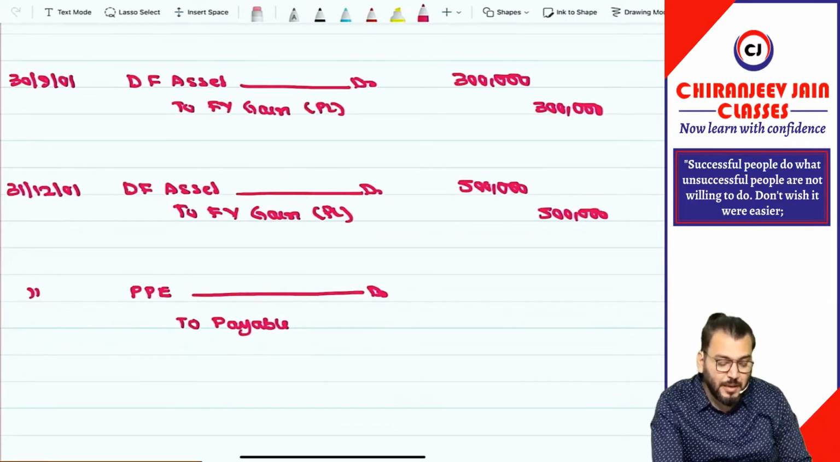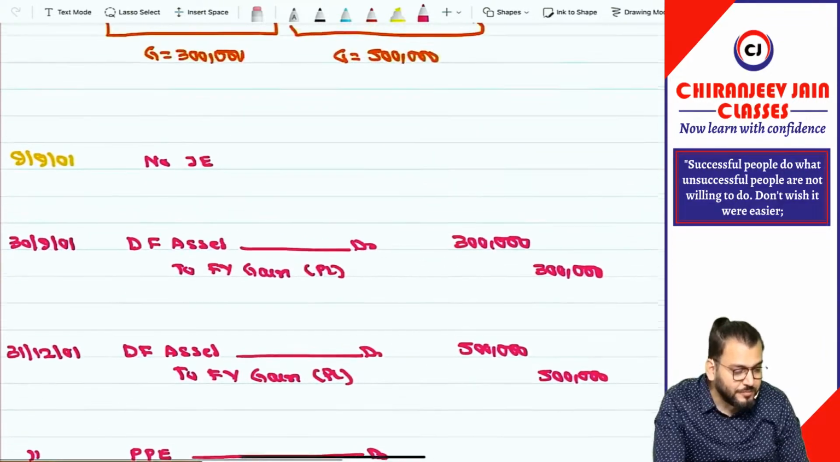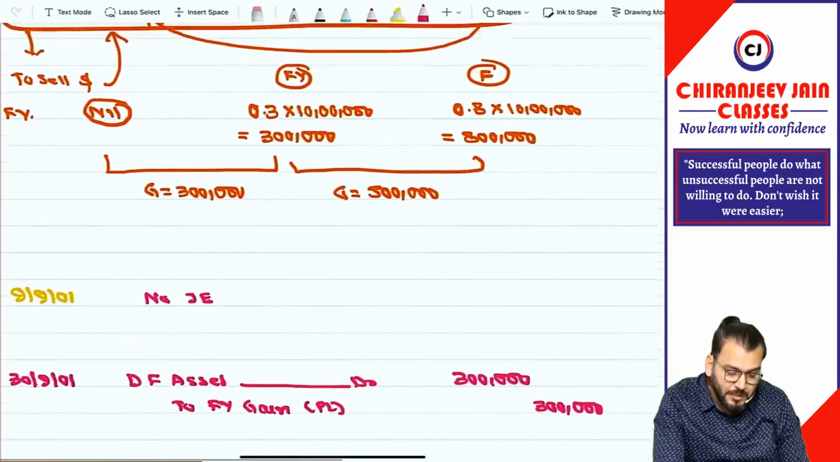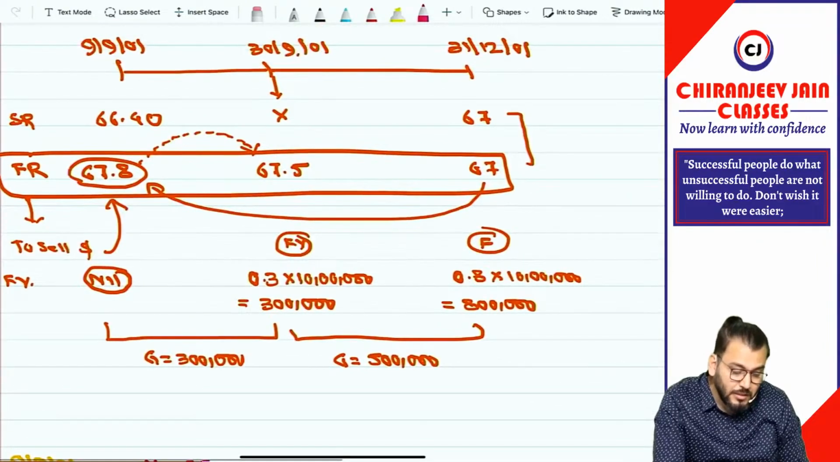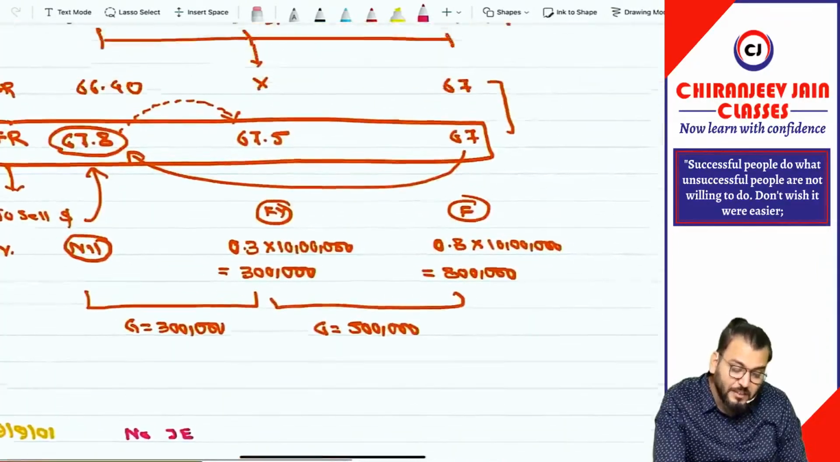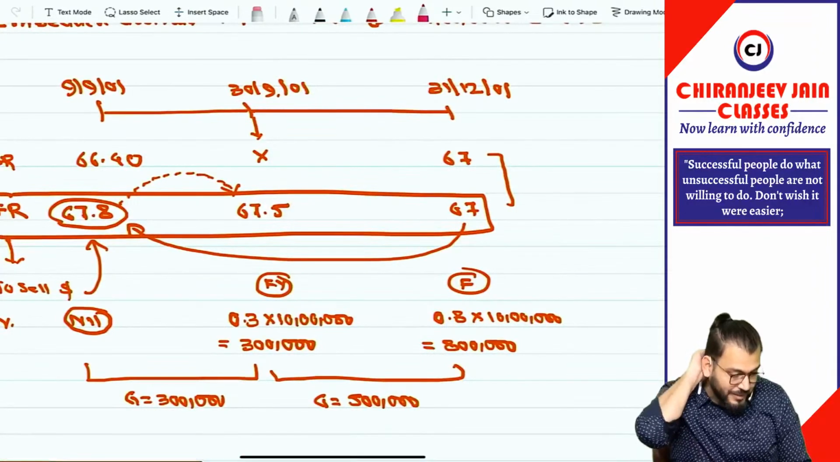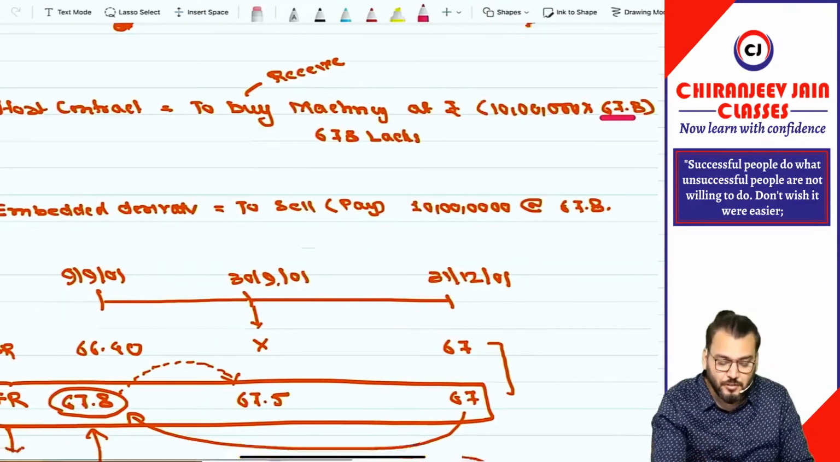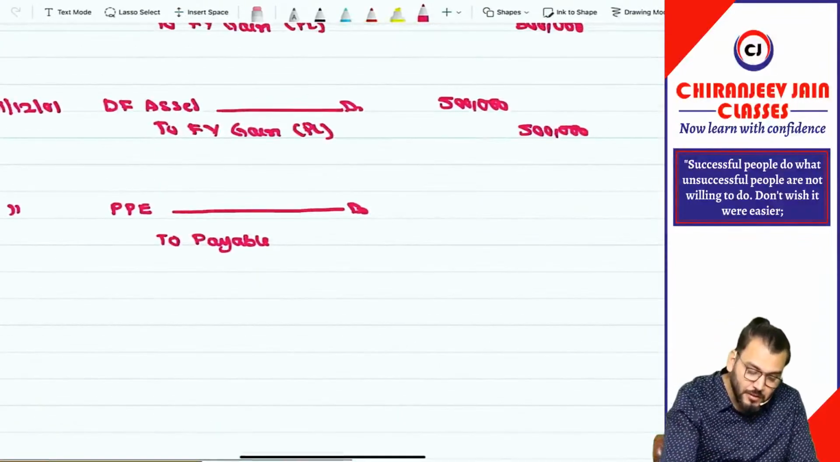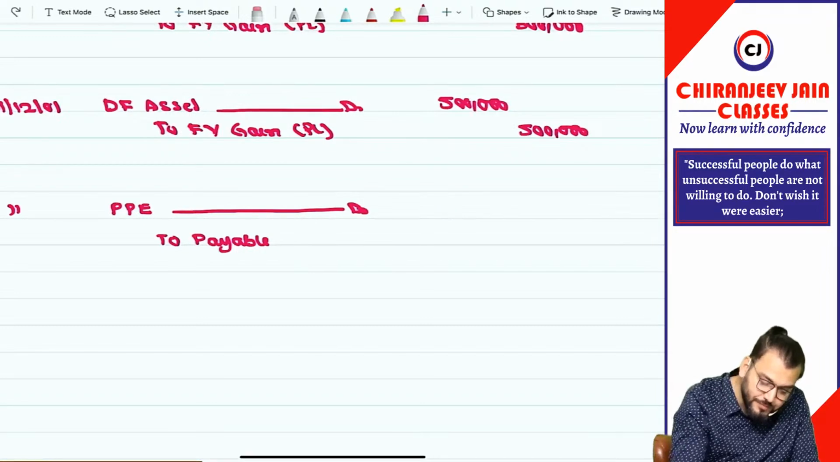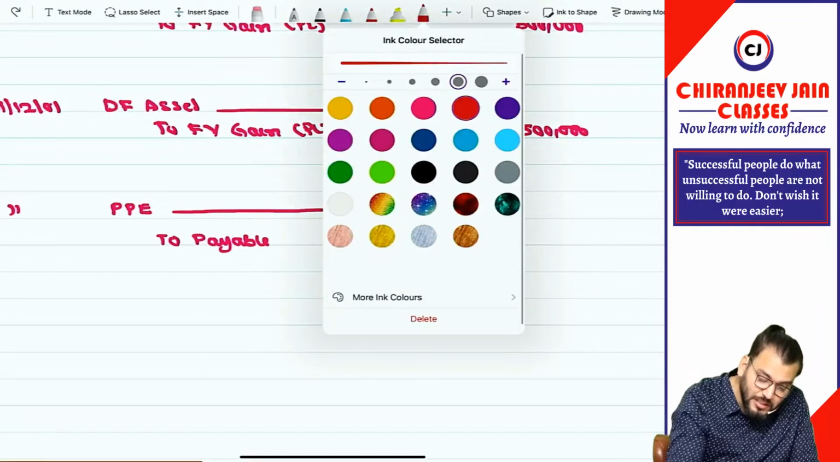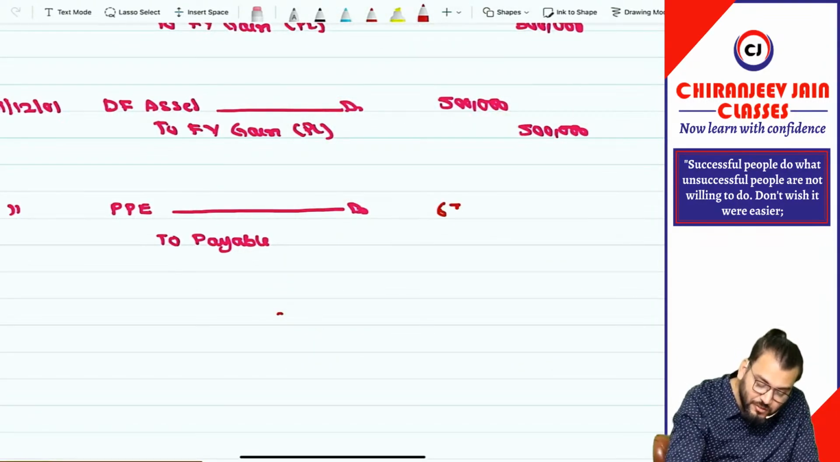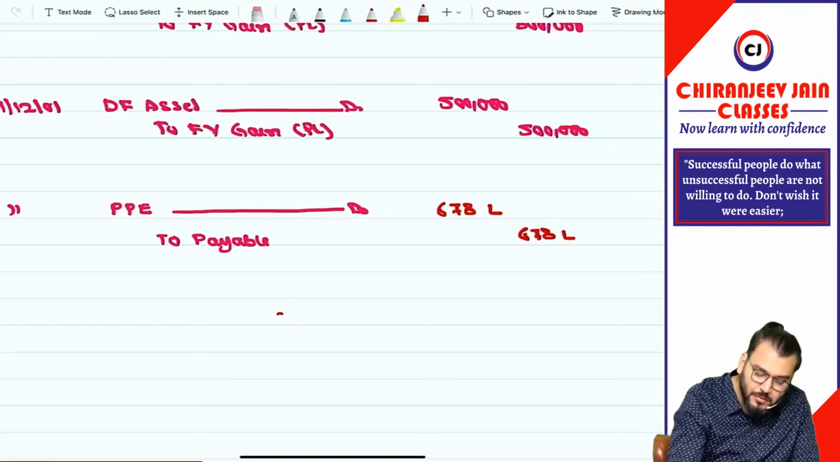So can I say there was an intention to purchase machinery at forward rate. Now what was the host contract? To purchase it was 67.8, means 678 lakhs. So we'll say 678 lakhs, because there was intention to purchase at 678 lakhs only. I'm writing 678 lakhs. You write the full amount.